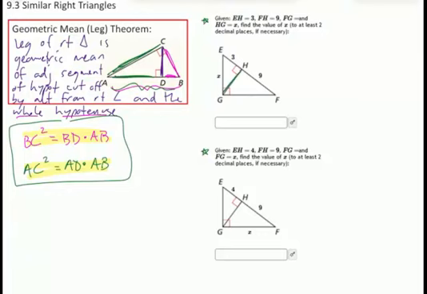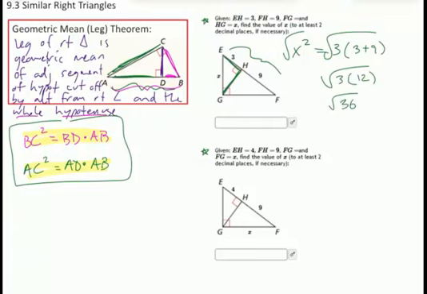Once again, what we're looking at here is when we have this altitude from the right angle to the hypotenuse, this leg squared is the geometric mean of the adjacent portion of the hypotenuse, which is 3, times this whole hypotenuse, which is 3 plus 9. When I extract the root, I get the square root of 3 times 12, which is 36, and the square root of 36 is an integer value, so we can answer 6.